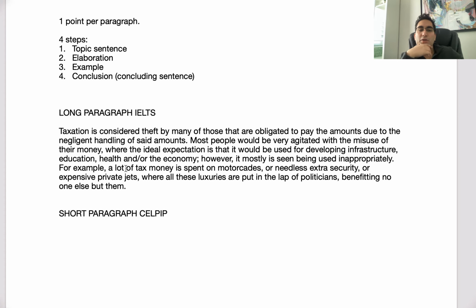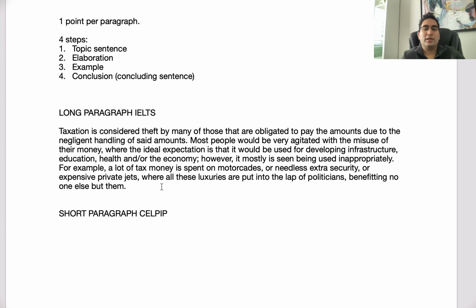Okay, so now I've given you an example of how this money, which I've been saying has been used inappropriately, and people don't like how negligent the handling has been. Now I have given you a very specific example. A lot of the tax money is spent on motorcades or needless extra security or expensive private jets, where all these luxuries are put into the lap, into the lap would be better, into the lap of politicians, benefiting no one else but them.